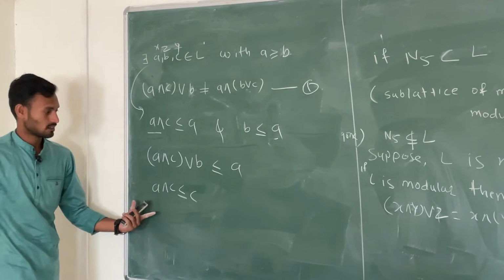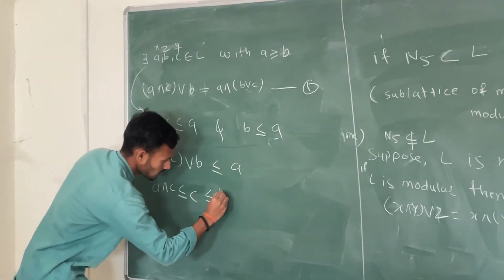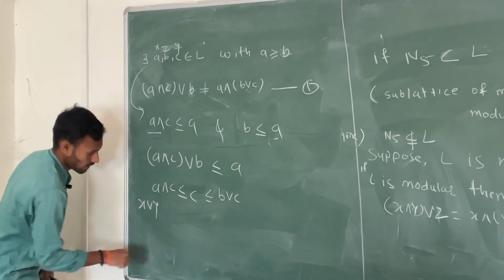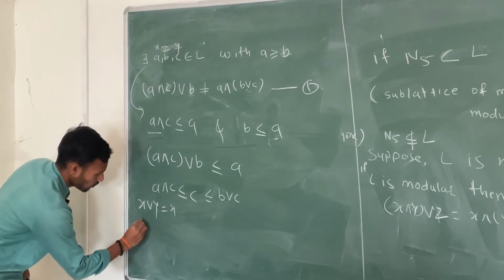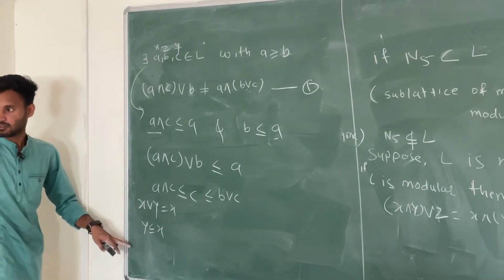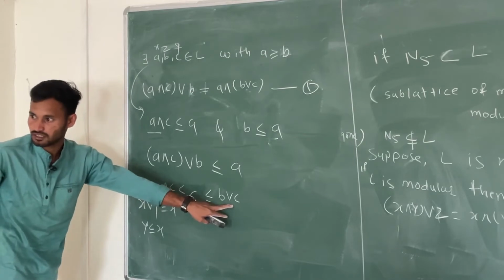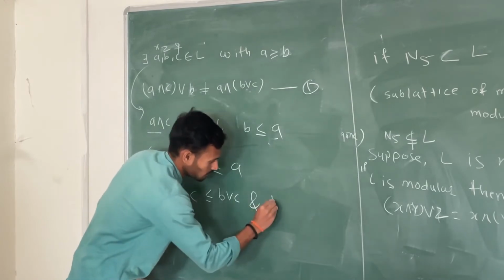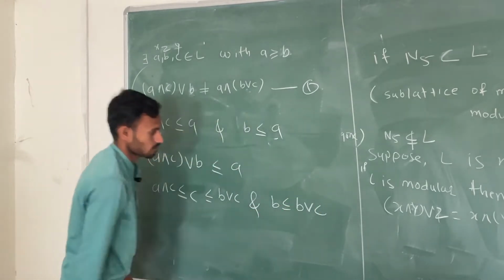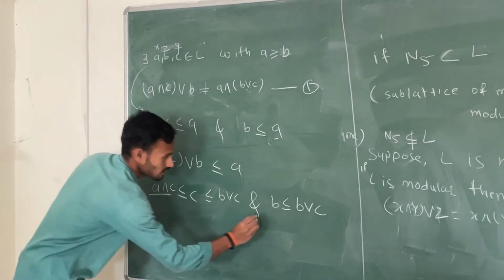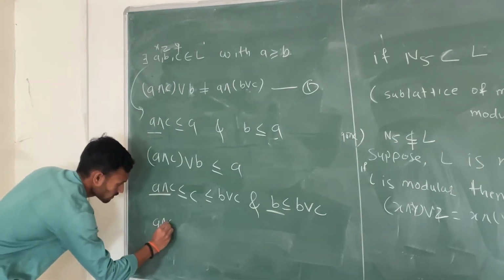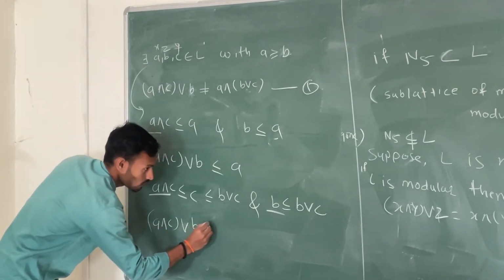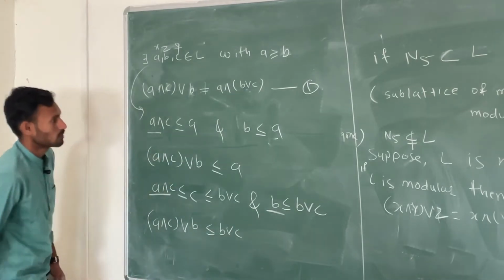Can we write C is less than or equal to B join C? Yes. Because if we have X join Y equal to X, then Y must be less than or equal to X. From this we can write C is less than or equal to B join C. And B is also less than or equal to B join C. So take this and this and join: A meet C join B is less than or equal to B join C.